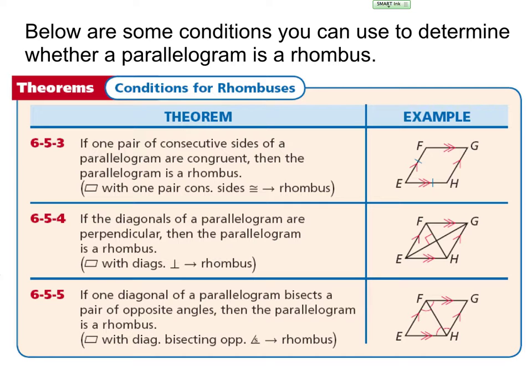And the last one was about the diagonal bisecting the angles. So if one diagonal, so you don't even need both of them, if one diagonal of the parallelogram bisects a pair of opposite angles, so it has to bisect angle F and it has to bisect angle H, bisect both ends of it, that's going to be a rhombus also.